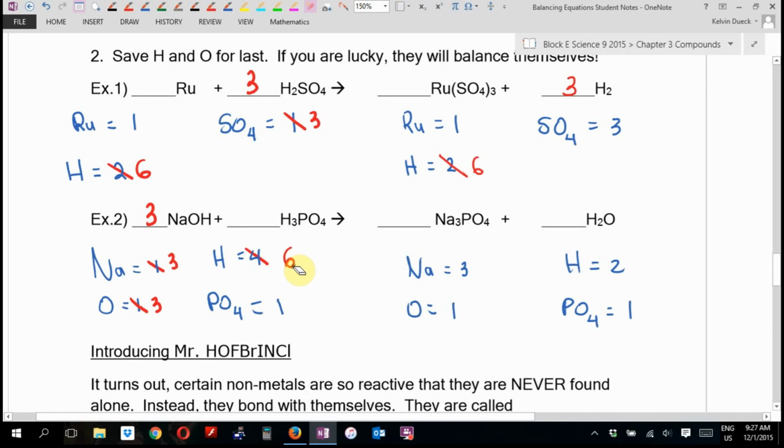How many H's do I have here? How many do I have here? So I'm going to say if I put a 3 there, that would give me 6 of those. How many O's do I now have on the right-hand side as well? This is why I said you save the O's for last, because if you're lucky, they'll balance themselves. Whew.